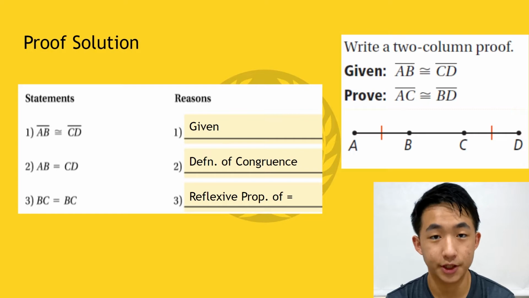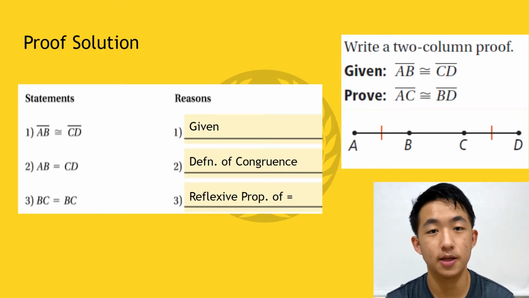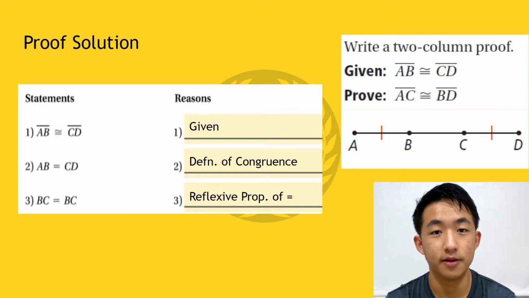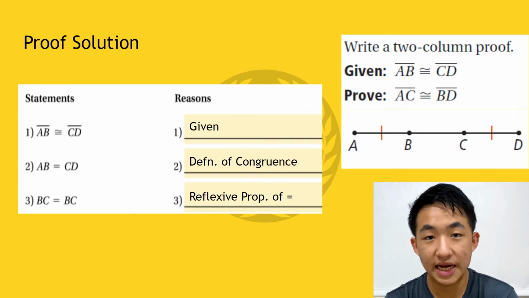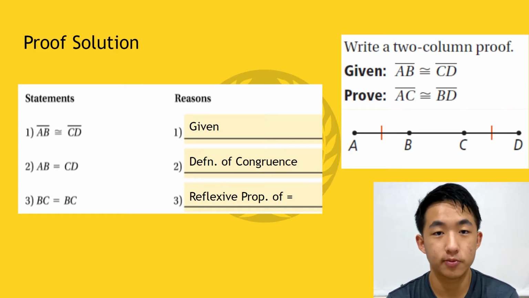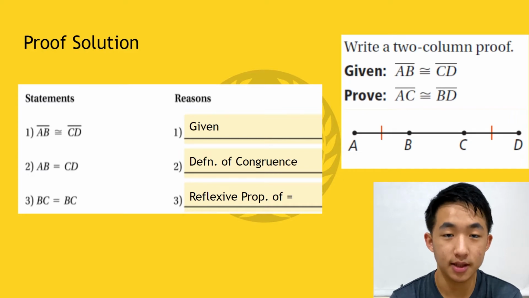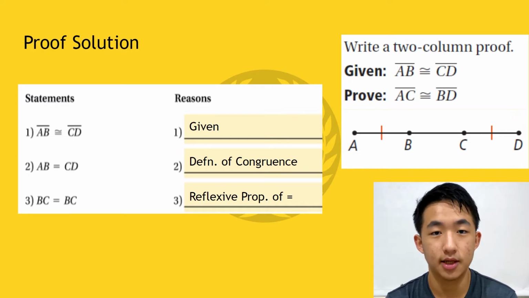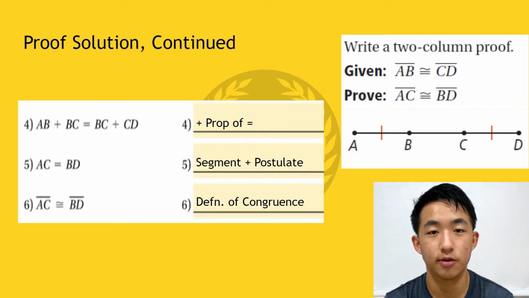Next up is the definition of congruence. If segments AB and CD are congruent, that means they have equal length, so AB must equal CD. Now, the third part would be the reflexive property of equality, to prove that BC equals BC. Well, why do we actually need to prove this? Since we're trying to prove that AC is congruent to BD, we have to use the combination of different line segments and their different lengths to prove that AC and BD have the same length. So moving on to the last three parts of this solution.